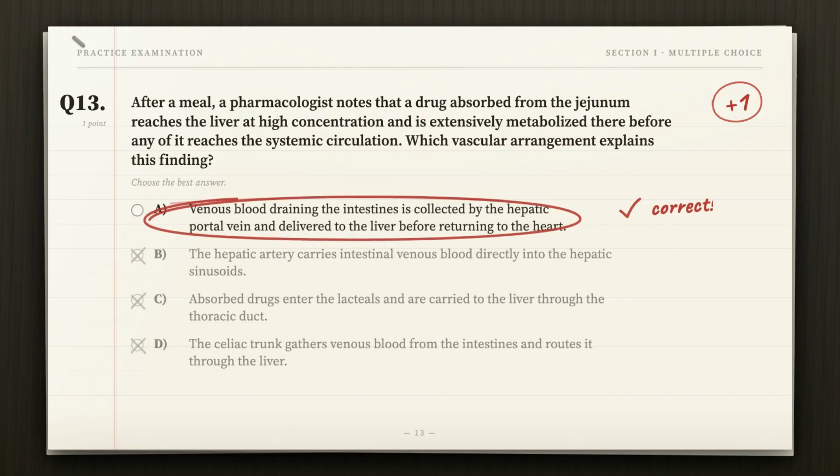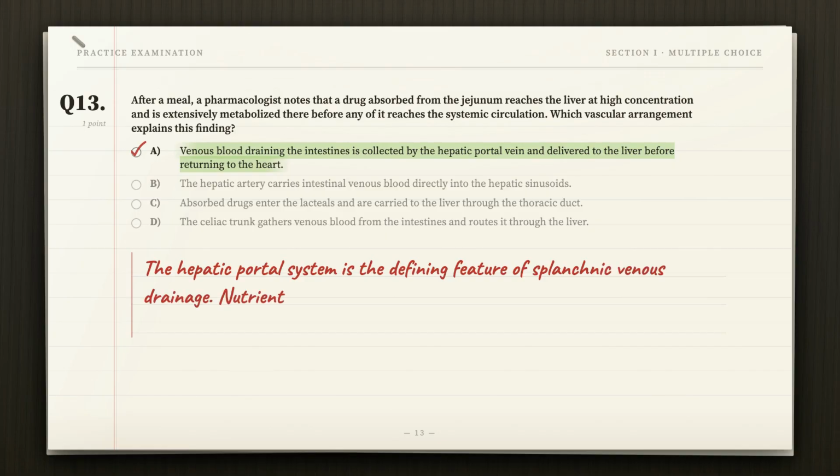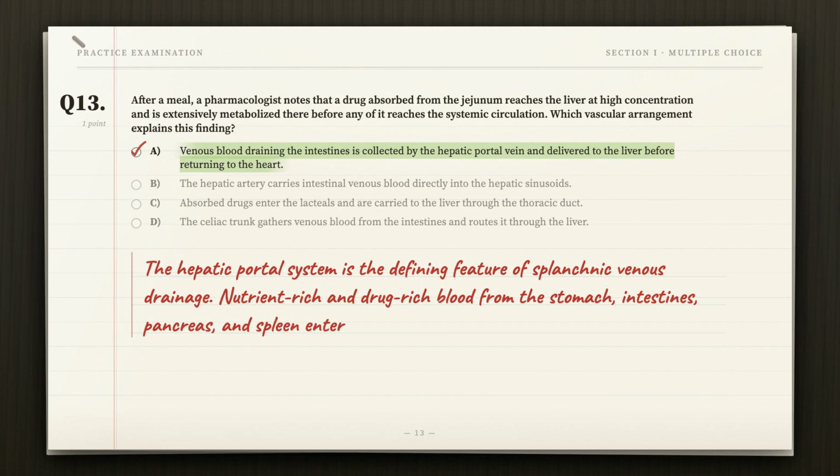The correct answer is A. Venous blood draining the intestines is collected by the hepatic portal vein and delivered to the liver before returning to the heart. A is correct because the hepatic portal system is the defining feature of splanchnic venous drainage. Nutrient-rich and drug-rich blood from the stomach, intestines, pancreas, and spleen enters the hepatic portal vein, percolates through the liver sinusoids past the hepatocytes, and only then continues through the hepatic veins to the vena cava.